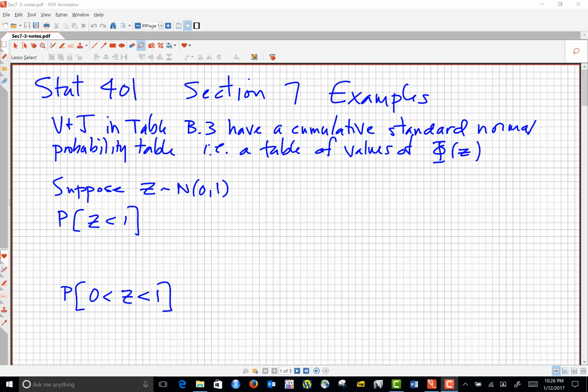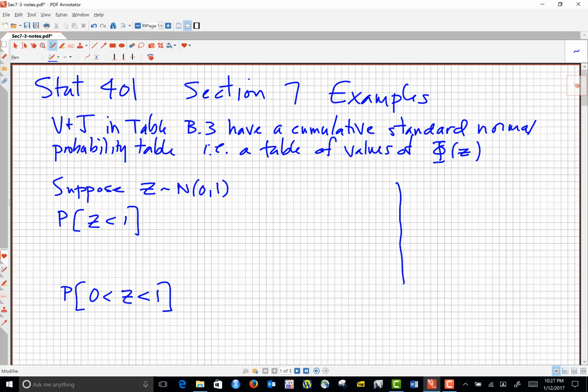This is the third lecture on Section 7 of the typed outline for Stat 401XV. It concerns a series of normal distribution, or normal probability, examples. It makes use of Table B3 in Vardeman and Jobe, which, as we've already mentioned, is a cumulative standard normal probability table. That table is set up roughly like this.